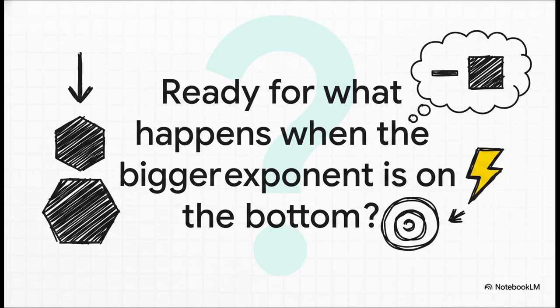But learning this new rule opens up a really interesting question, doesn't it? What happens if the bigger exponent is on the bottom? What does it even mean when you subtract and get a negative exponent? Well, that's exactly what we're going to dive into next time.